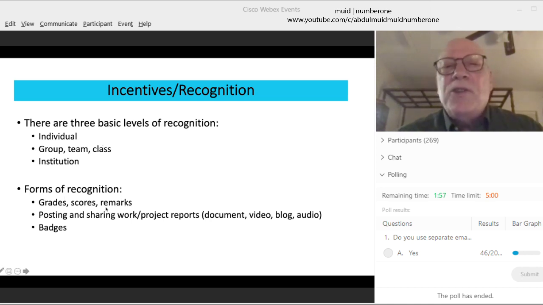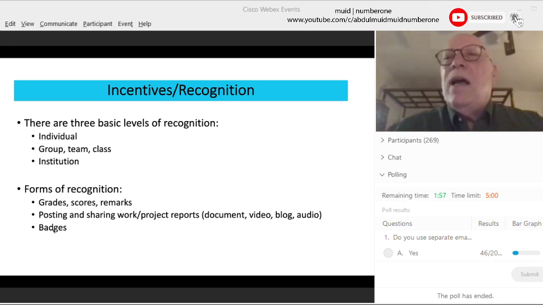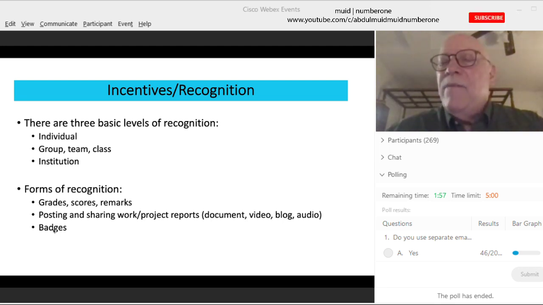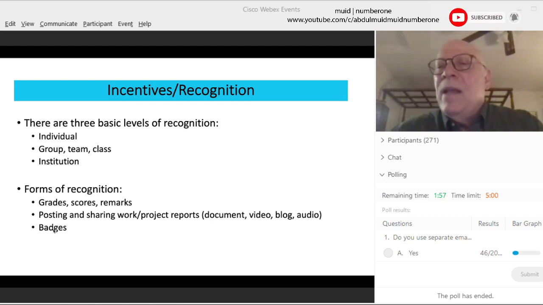So when you post and share work, that's also an incentive, and it's a great form of recognition. But another form that's becoming very, very accepted and very important now throughout the world, not just in what we're asking you to do now, is this concept of badges.